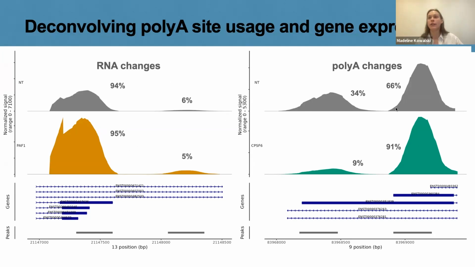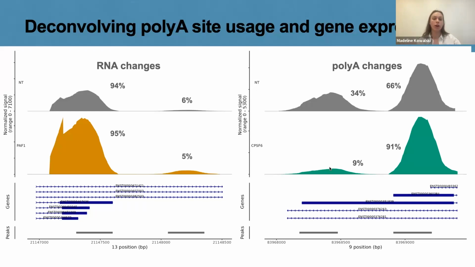In contrast, in the example on the right, the overall gene abundance between the perturbed and non-targeting condition is quite similar, but there's a striking change in the relative usage of these 2 polyA sites. For instance, this perturbation causes a large increase in the usage of this polyA site and a corresponding decrease in the usage of this polyA site. What we really want to focus on is relative polyA site usage within polyA sites in the same gene.